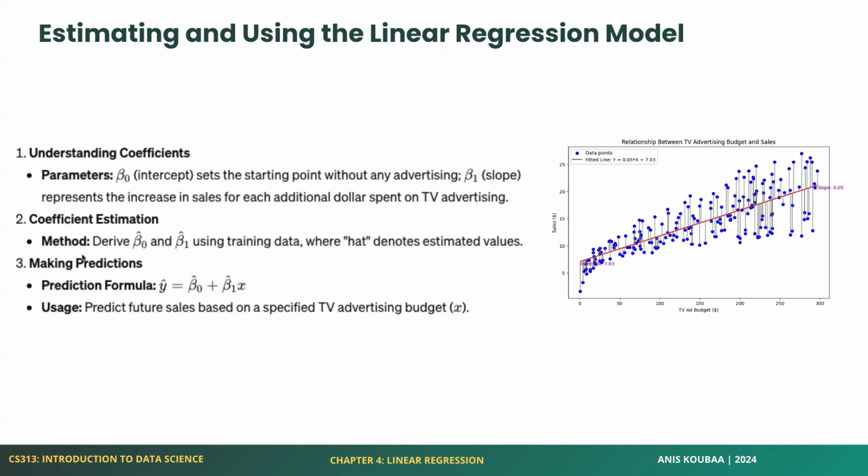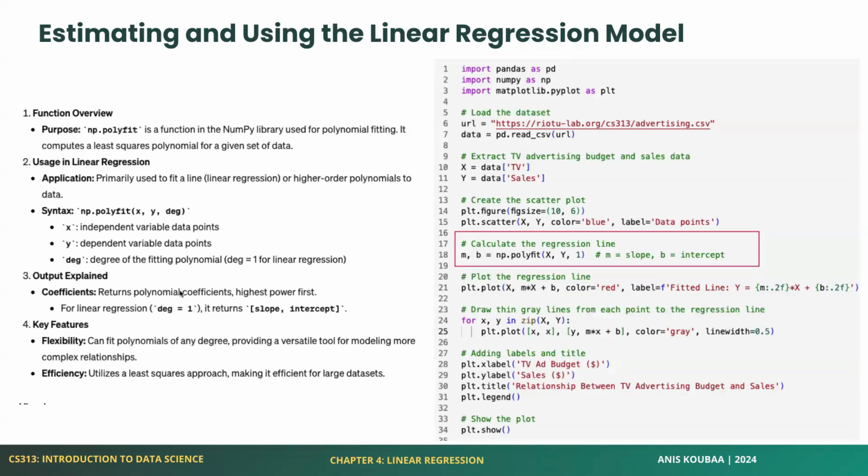We want to derive the best fit for beta 0 and beta 1, estimated using the training data. Here we have 200 samples, and based on the 200 samples, I want to estimate beta 0 and beta 1. The prediction formula will be Y hat equal to beta 0 hat, which will be empirically derived, plus beta 1 hat, which will also be empirically derived, and you want to predict the future sales based on the specified TV advertising budget.